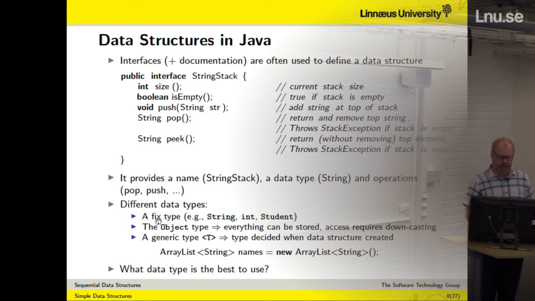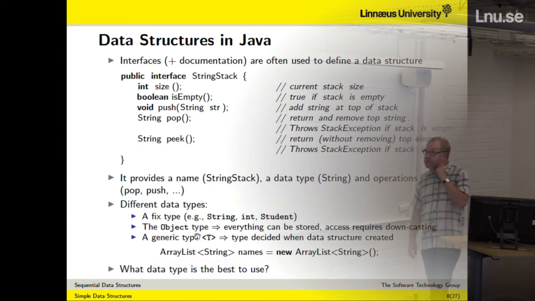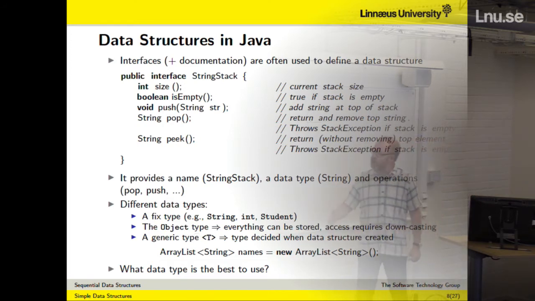Different data types. We can have a fixed type, like in this one. We can have the object type, that means everything can be added to it. And we can have a generic type, that means we decide which type of data we should store in it when we are constructing an object of the data type. Which one is the best?